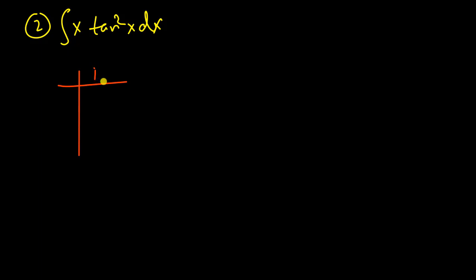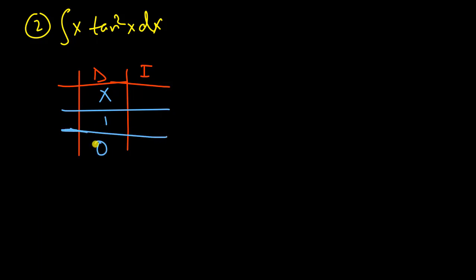Okay, so problem number 2, that's just x tan squared x. So we draw a table, D on one column, I on the other column. You can obviously see that here x is differentiable up to 0. So if I differentiate x, I get a 1. If I differentiate 1, I get a 0.